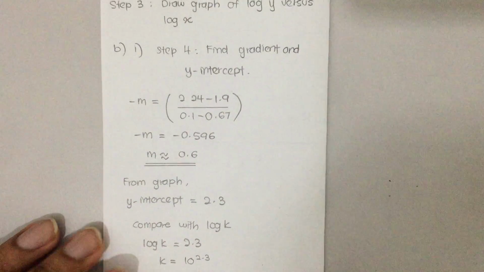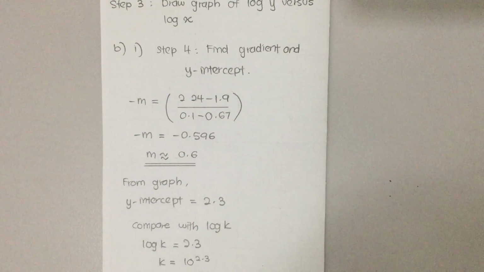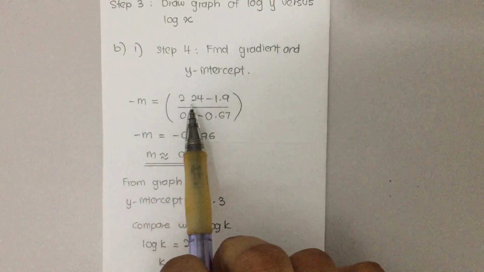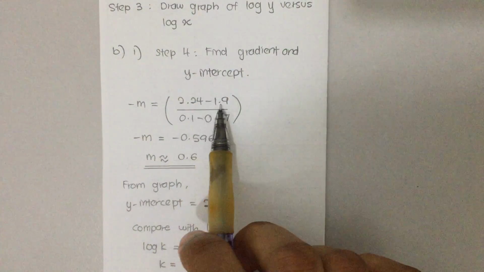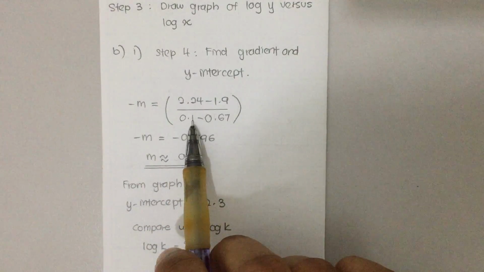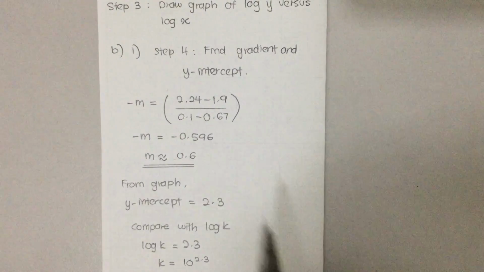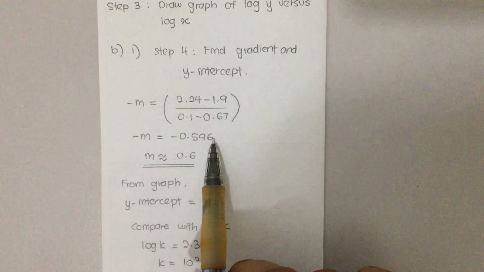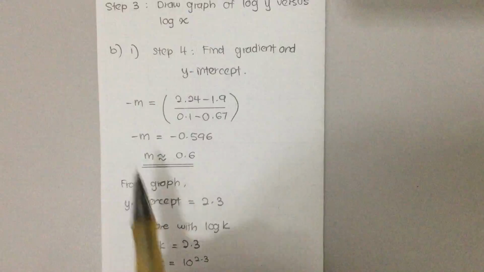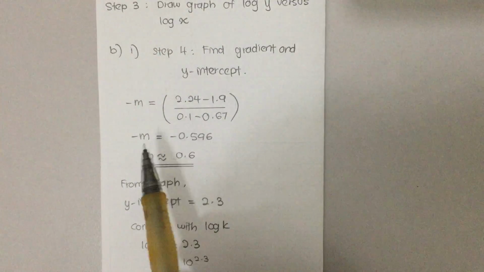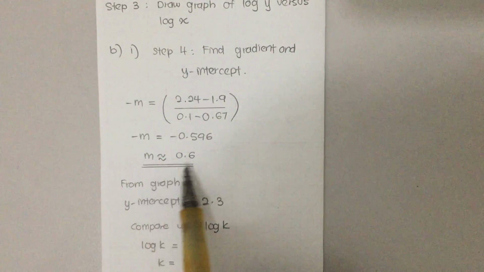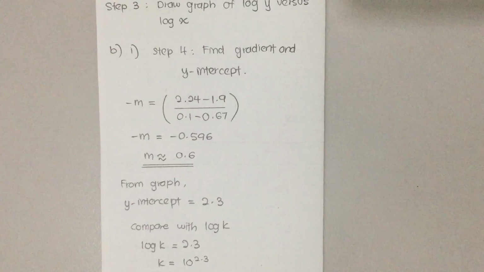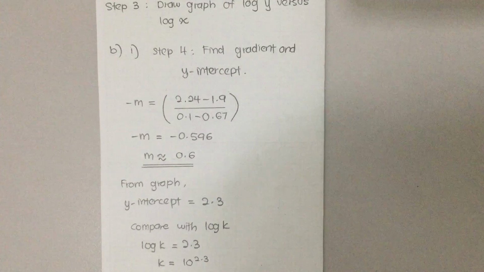Okay, so we compare with the linear form that we got earlier in the question. Negative m equals 2.24 minus 1.9 divided by 0.1 minus 0.67. So from here you get 0.596, and you compare with your negative m. Negative and negative will cancel off, so you get m equals 0.596, but in terms of graph, you will approximate to 0.6. Okay guys, we have already found the gradient of the graph.